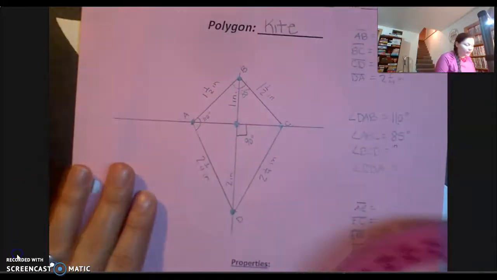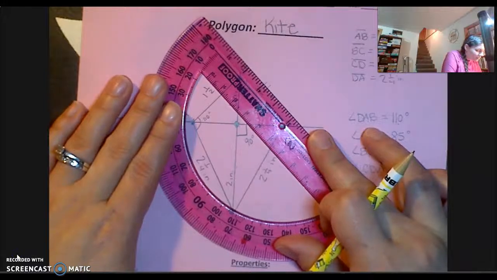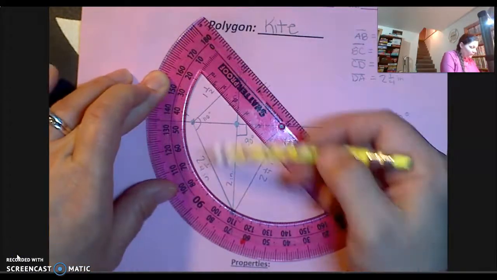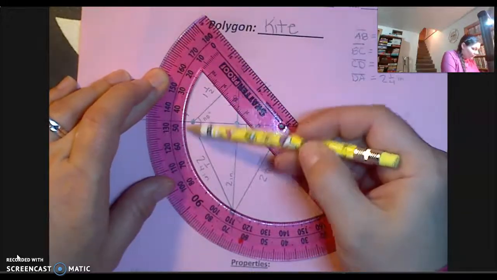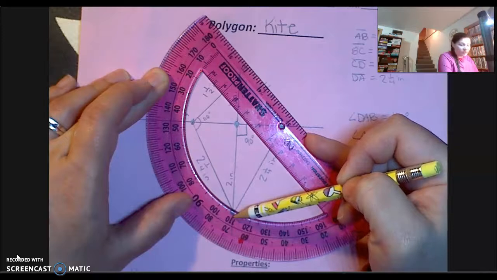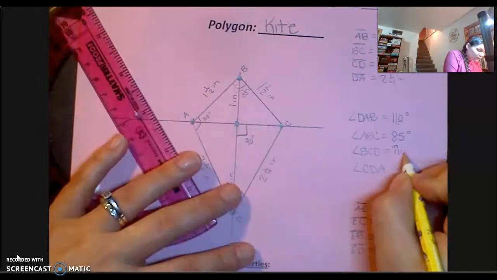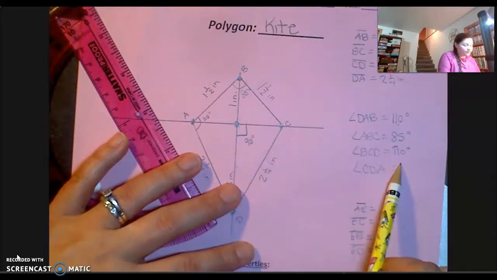We're going to continue with angle BCD. I line my protractor up on the middle, and we're following from 0 all the way to where our line intersects. And that is going to go past 90 degrees, so it's an obtuse angle, and it stops at 110 degrees. So angle DAB and angle BCD are equal.